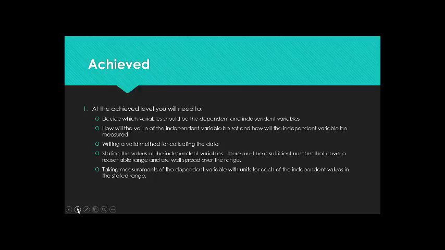So you're going to take some measurements of the dependent variable, make sure you've got some units in there for all of these things. And again, how are you going to measure the dependent variable? How accurately are you going to measure it? What equipment are you going to use to measure it? Why have you made all of these decisions?